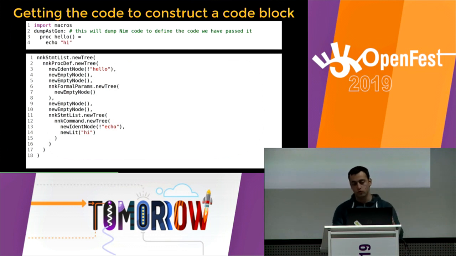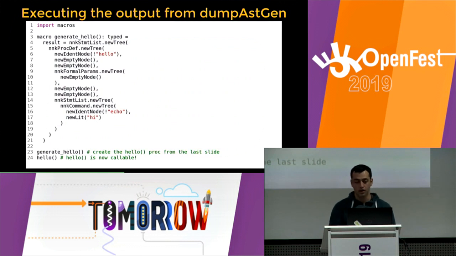So if we take this output from dump AST gen of this procedure, and we actually put it in a macro, and then we call that generate hello macro, now the function hello is visible. It's usable. It's already created during compile time while the program is being compiled by the Nim compiler.